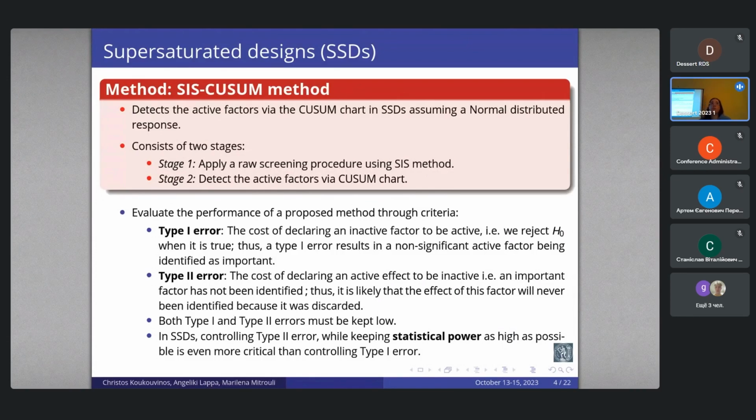During the evaluation of a proposed method like this, we evaluate the following criteria. Type 1 error, which is the cost of declaring an inactive factor to be active, where we reject the null hypothesis, and type 2 error, which is the cost of declaring an active factor to be inactive. Both of them must be kept as low as possible. Furthermore, in SSDs, controlling type 2 error, along with keeping statistical power as high as possible, is more critical than controlling type 1 error.